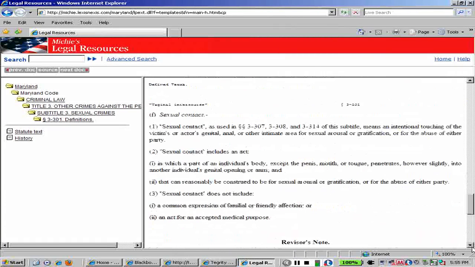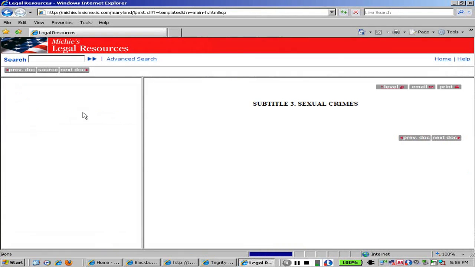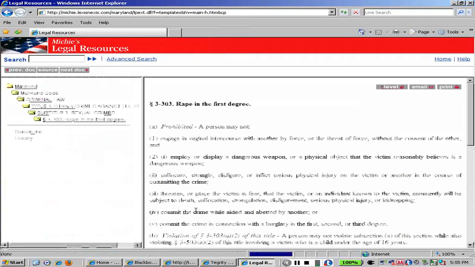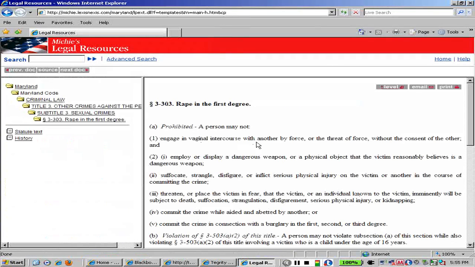So when you come down to sexual contact, okay, it defines what is sexual contact. This is important because when we go back to our sexual crimes and we look at rape in the first degree, engage in vaginal intercourse by force with another by force or the threat of force without the consent. It tells you all of the things that constitute a first degree rape, starting with vaginal intercourse.